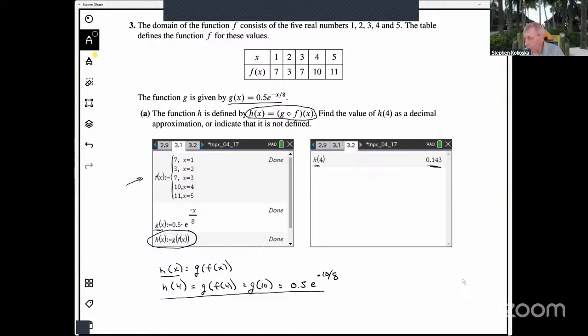So without doing anything like this, here's what I would do: I would convey how I am finding the value of this function h. I'm plugging in 4 first to the function f, and I get that value by looking at the table. f of 4 is 10, so I need to evaluate the function g at 10. There it is, and now I'm going to go to my calculator and simply evaluate that expression, and I hope indeed that I do get the 0.143.